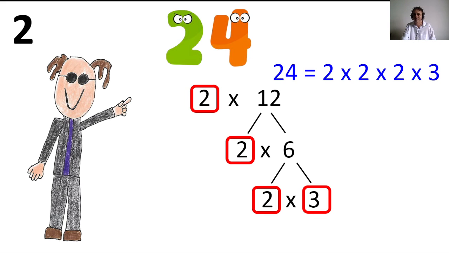Let's simplify it. So 24 equals 2 times 2 times 2 times 3. Now, what we need to do is put the power in. So it's 2 to the power of what? 1, 2, 3. So the answer is 2 to the power of 3 times 3. Got it? Yeah?